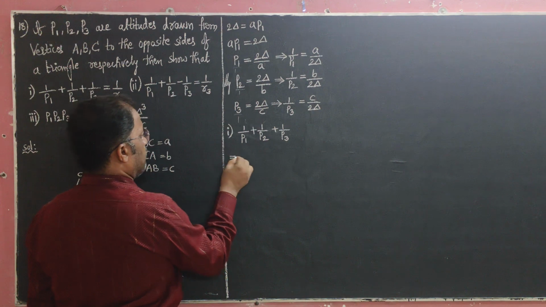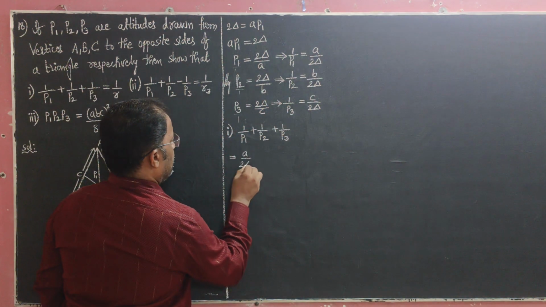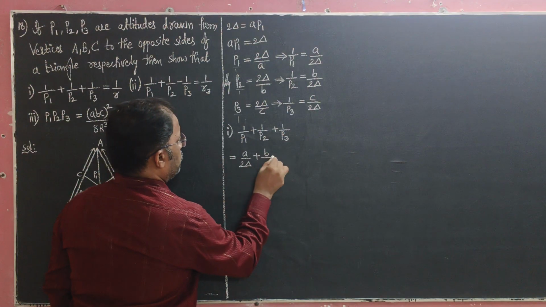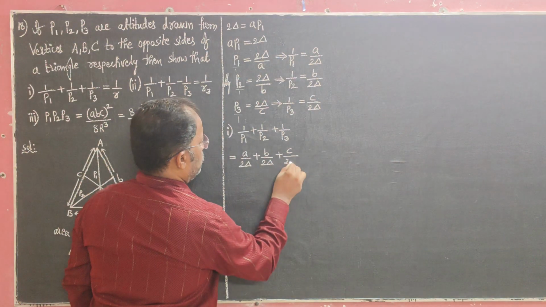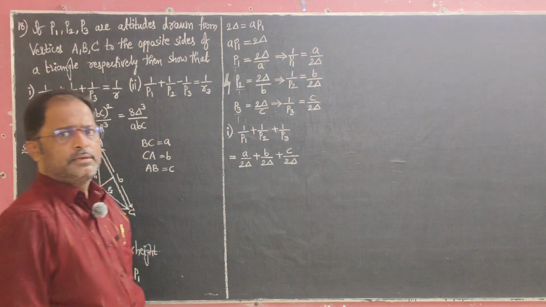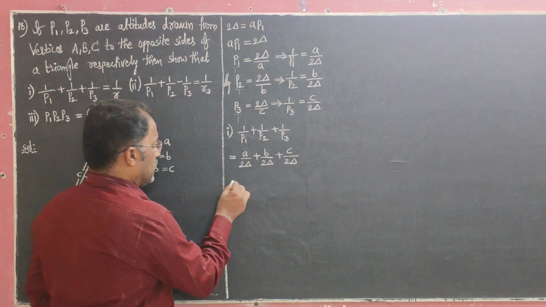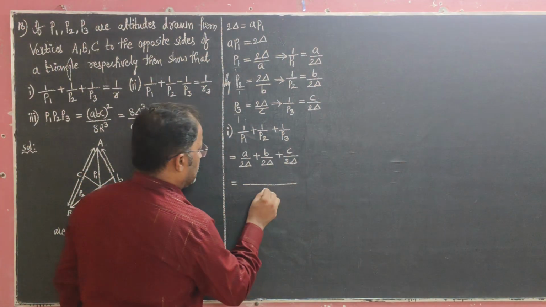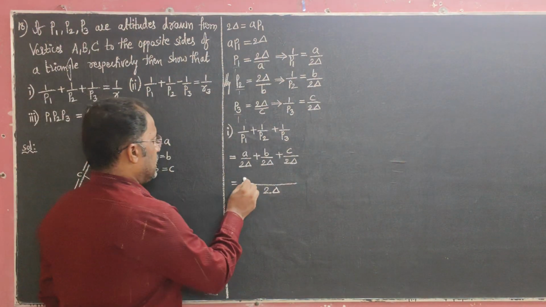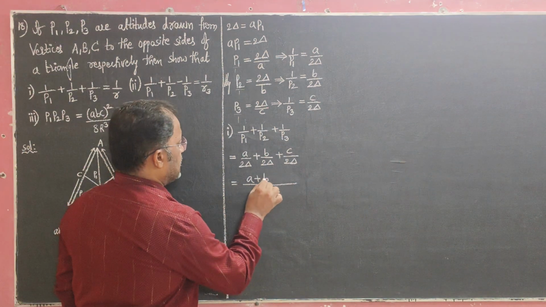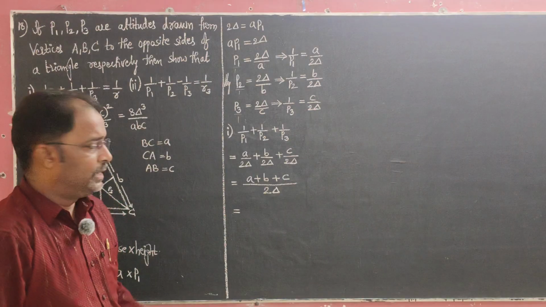Clear? Now substitute the values. What is 1 by P1? A by 2 delta. Okay, and 1 by P2, what is 1 by P2 value? B by 2 delta. 1 by P3 value C by 2 delta. Clear? Just substitute 1 by P1 value, 1 by P2 value, 1 by P3 value. Okay, what is the LCM? Total denominators are same means LCM is also same, 2 delta. So denominators LCM same means numerators as it is. So A plus B plus C by 2 delta.